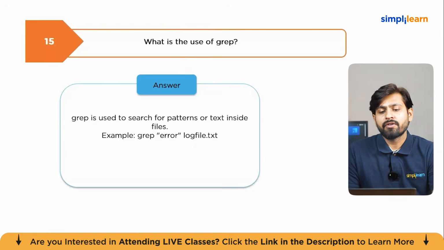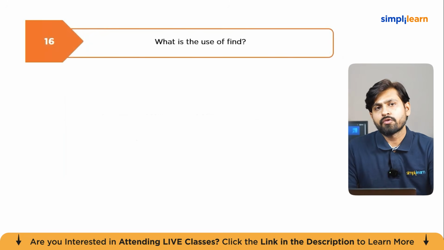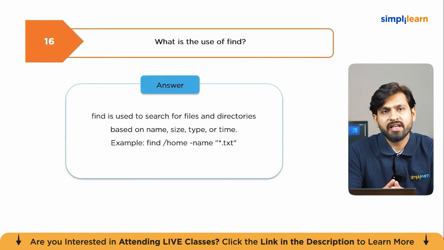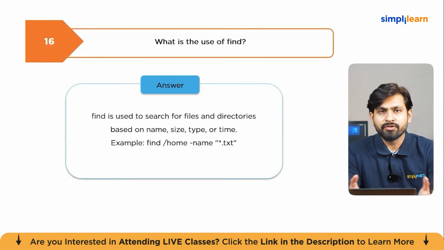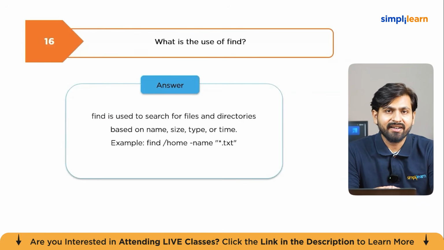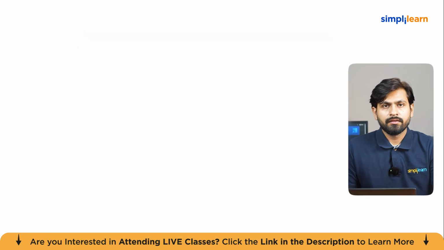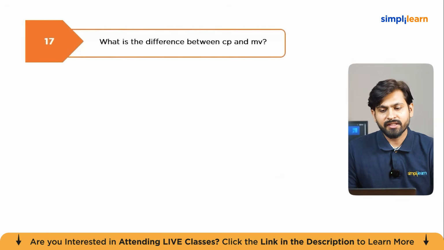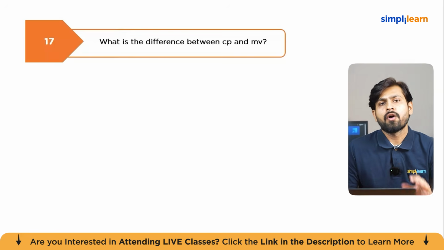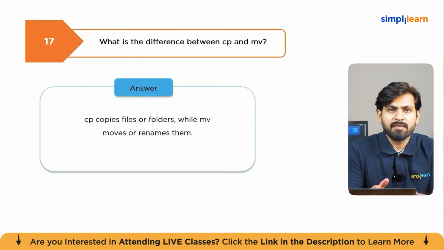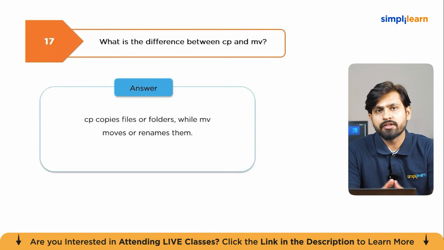Now let us move on to the next question: what is the use of find? The answer is, find is used to search for files and directories based on name, size, type, or time. Now guys, let us discuss the next question: what is the difference between cp and mv? cp copies files or folders, while mv moves or renames them.